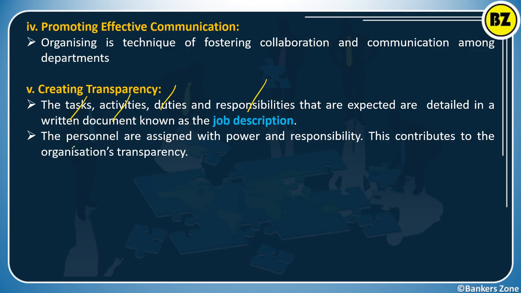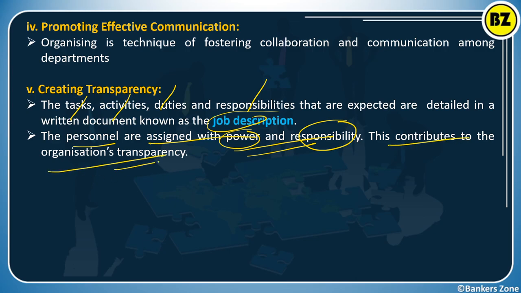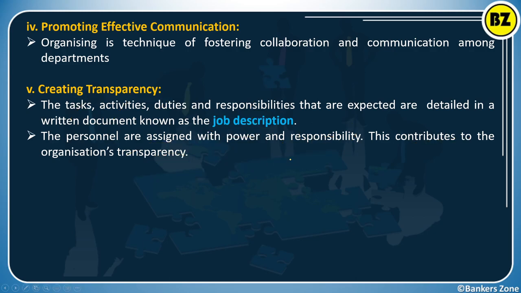Due to this, the personnel are assigned with the power and the responsibility. So in the JD, you will get power also with the responsibility, right? Power comes with responsibility. Great power comes with great responsibility. And this contributes to the organization's transparency. And obviously, this will result in an increase in transparency, right? So this is an important factor in organizing.